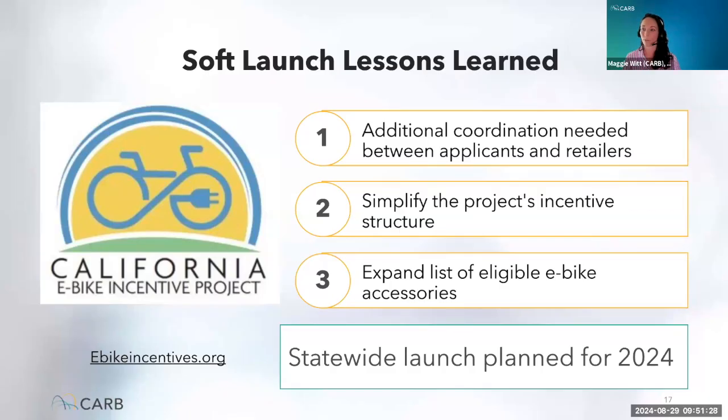First, the need for improved education and outreach to ensure that retailers and applicants are familiar with project requirements. Second, we have simplified the incentive structure to make the purchases easier at the point of sale. And third, we have expanded the list of eligible accessories, which will help with e-bike safety and functionality. Overall, we expect to continue working through issues raised during the soft launch, so that we're ready for a full statewide launch later this year. Please make sure you visit our website for more information and sign up for the mailing list at the official statewide launch announcement.